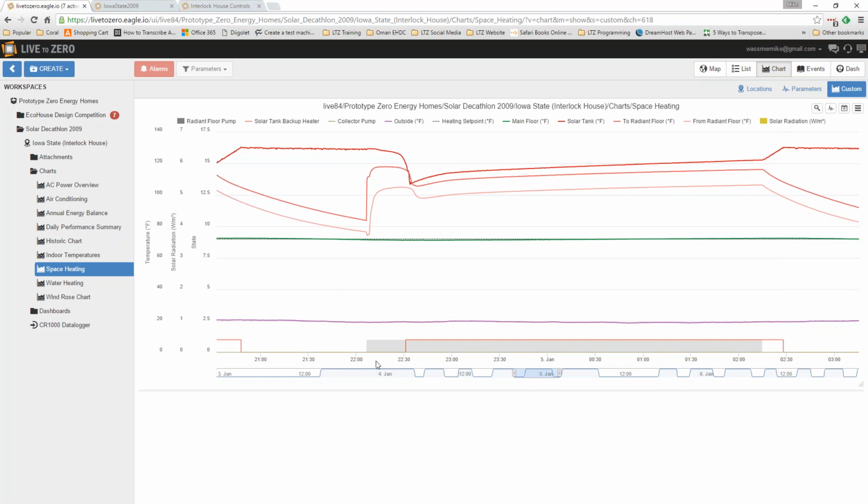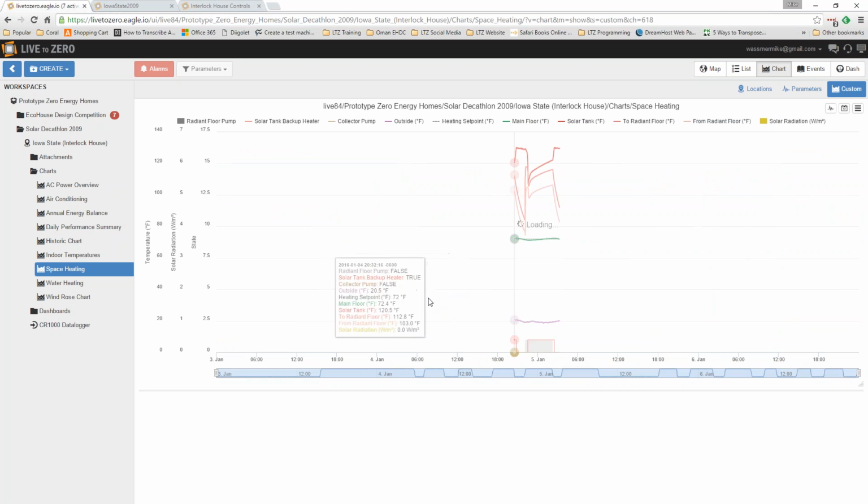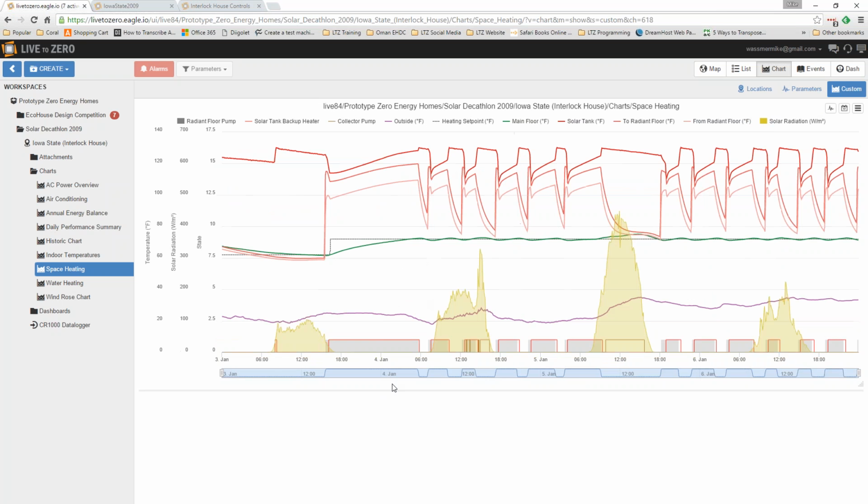And that's called the dead band. So it turns on at 71.5 and turns off at 72.5. So that's a 1 degree dead band. And that also keeps the system from turning on and off too frequently. So that's the story there for a winter night.